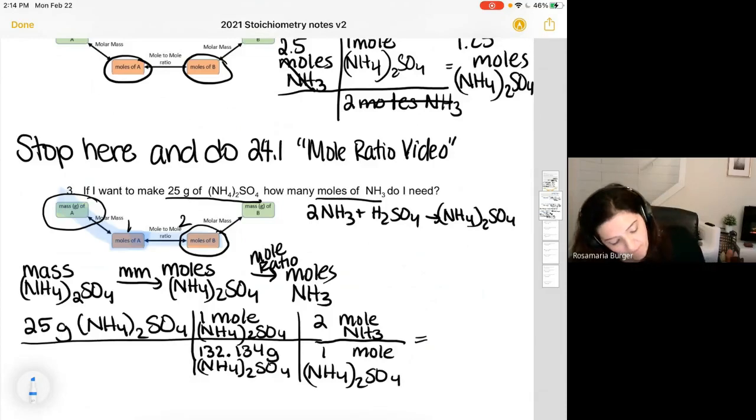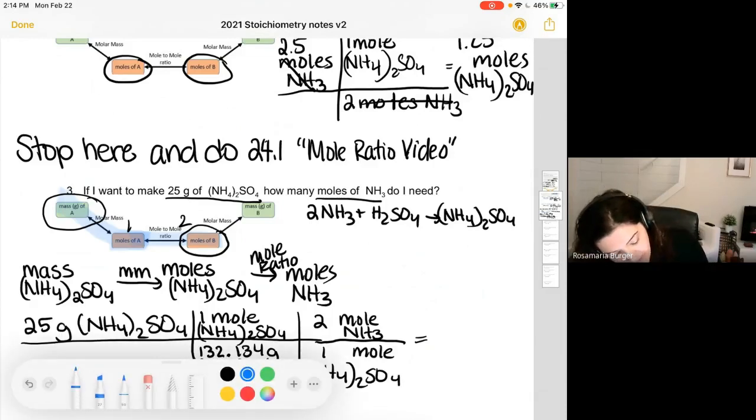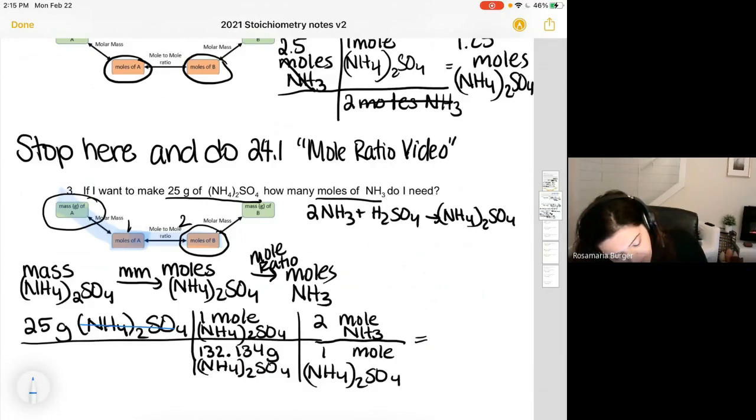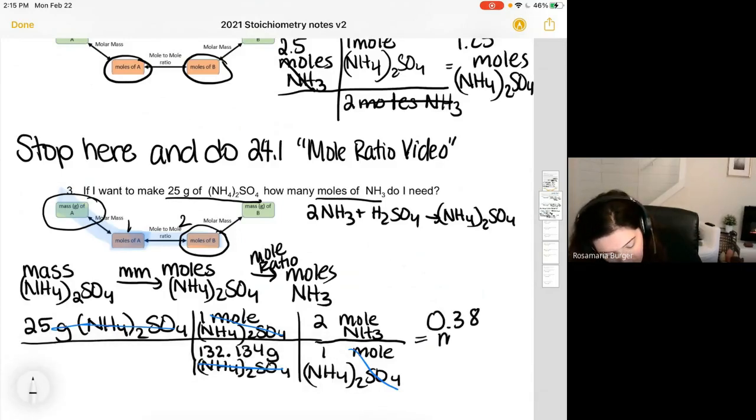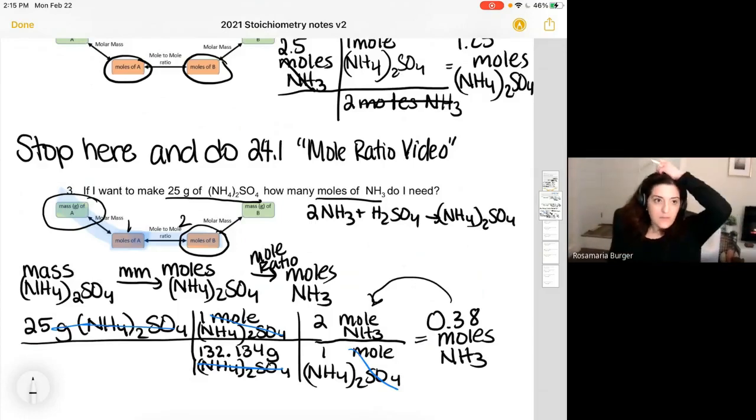So let's see if things cross off for us. We've got ammonium sulfate crossing off, grams of it. Now moles of ammonium sulfate cancel out, and you're left with moles of NH3. So I'm going to do 25 divided by 132.134. Then 2 is in the numerator. So I'm going to get 0.38 moles of NH3. And that unit is coming from right here, moles of NH3. Okay, so we went from grams to moles now. So let's see what else we can do.